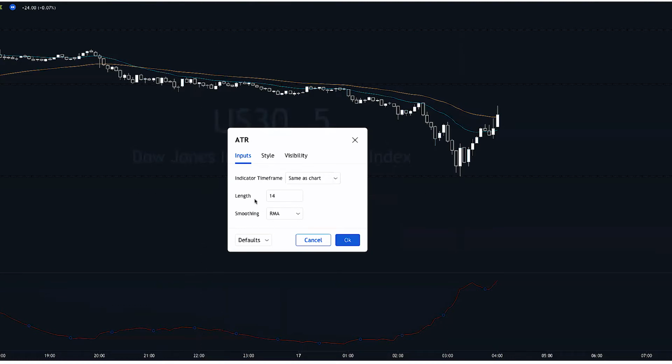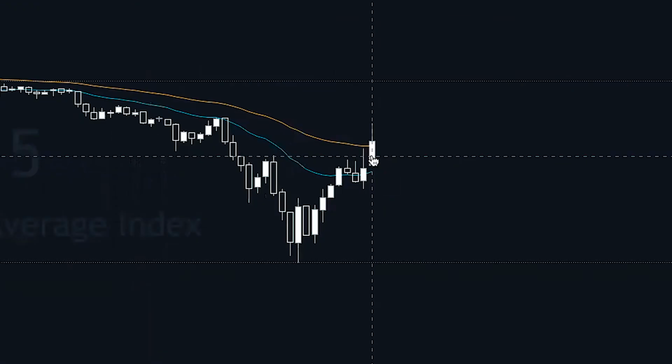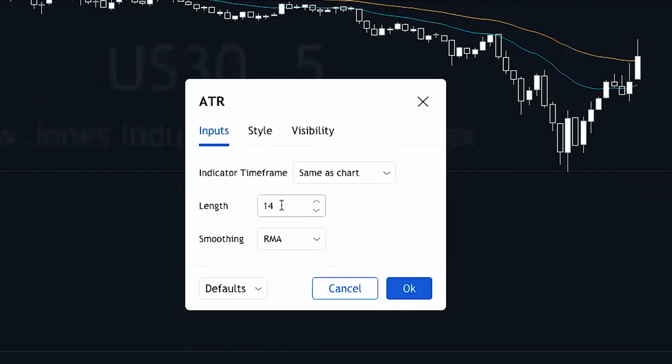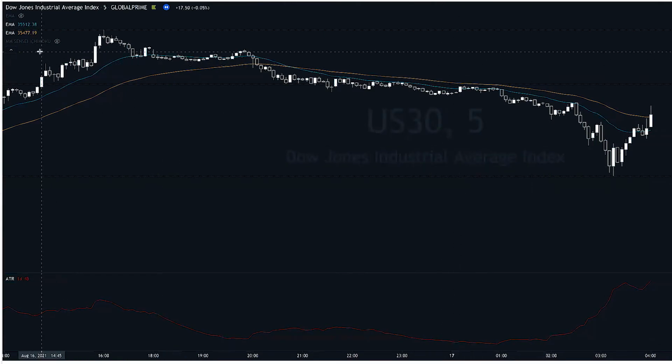So what does length mean? Length 14 means on this candle, the average true range is being calculated by the last 14 candles. If you change that number to 20, to 100, to 2, that's how many candles it is going to average before giving you a calculation. Now, gold standard is 14, so we're gonna leave it at that.